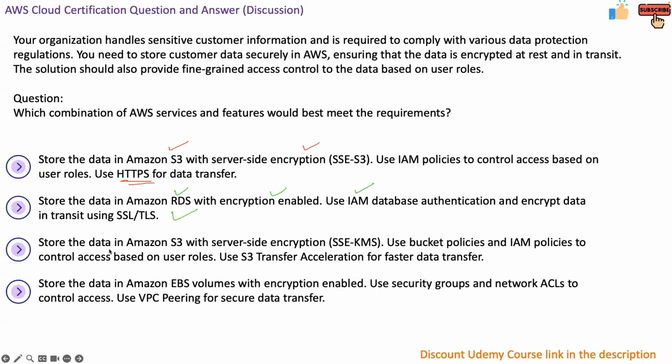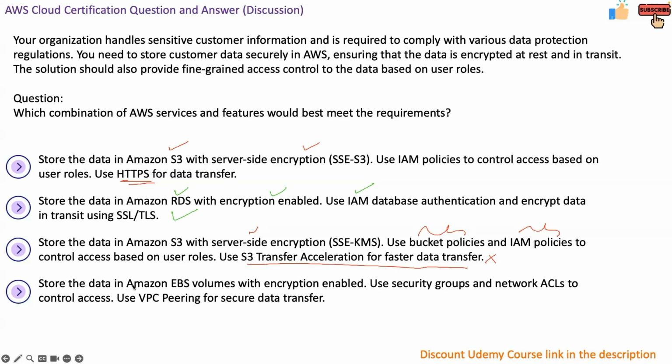Now, they might still use the HTTPS route to get it, but they are secured with their own SSL certificate. Then we have store data in Amazon S3 with server-side encryption. Again, this is correct. Use bucket policies and IAM policies to gain access control, and use S3 transfer acceleration for faster data transfer. Now, this is not required. We didn't ask this in the question. And we are saying to use bucket policies and IAM policies together. This is good, but because we have S3 transfer acceleration for faster data transfer, this is not related to the question directly. I don't think this is the right answer.